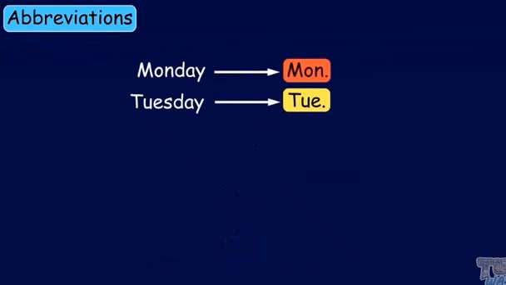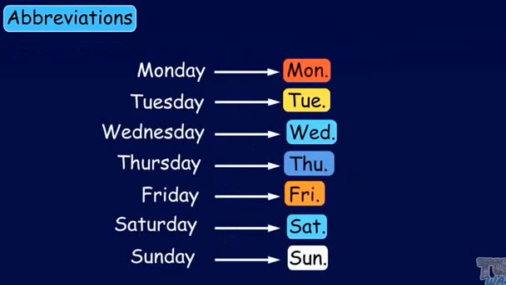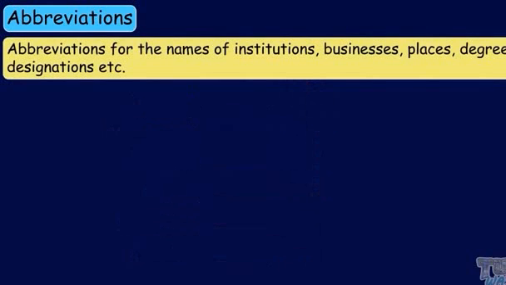Monday can be written as MON. Tuesday can be written as TUE. Wednesday can be written as WED, and so on. Now let's see some examples of abbreviations for the names of institutions, businesses, places, degrees, and designations, etc.